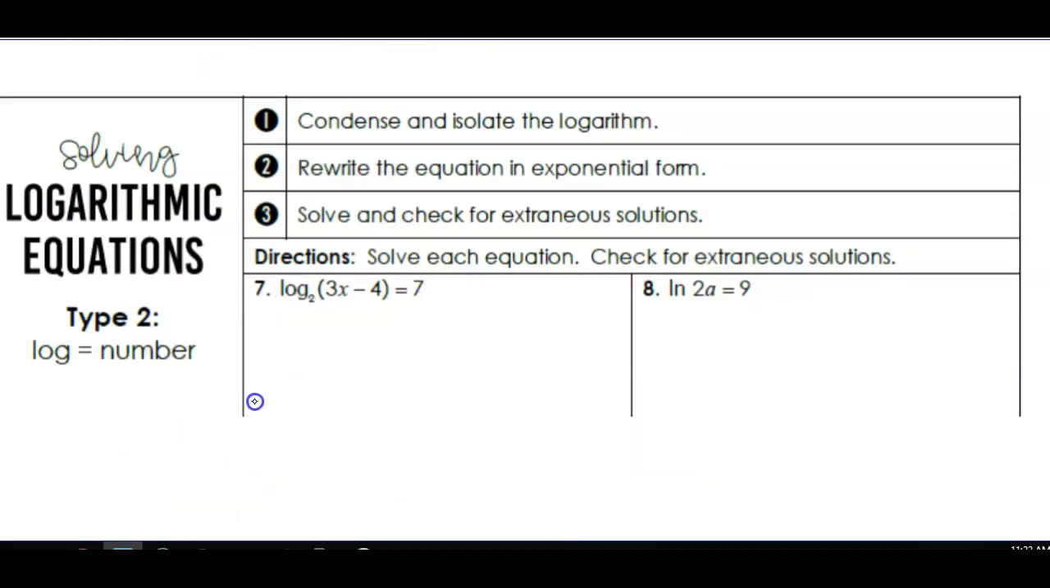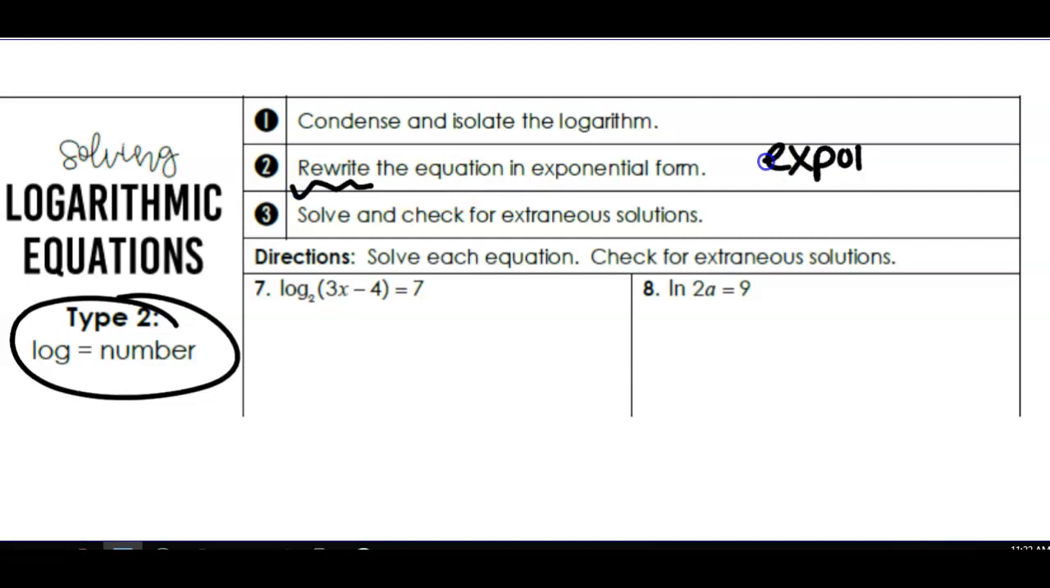Last section. Sorry, this is long, but lots of examples here today. This says if you have the log equals a number, condense and isolate, and then rewrite, or what some teachers call exponentiate. I always just think of it as rewriting, but I just want to make sure that those of you who did this last year can remember it's just called exponentiating.